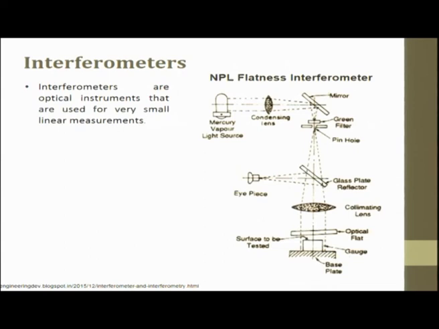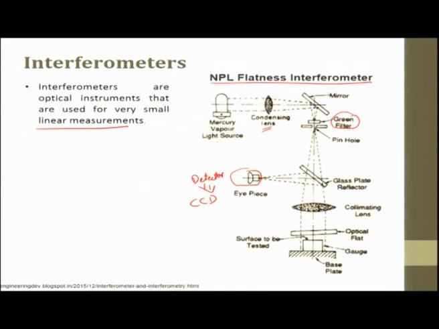How does it work? Interferometers are optical instruments that are used for very small linear measurements. This is an NPL flat interferometer. Mercury vapor is there, or you can put a laser there, and a condenser lens. You have a mirror, then a green filter, then pinholes through which the light passes, then a glass plate reflector, and an eyepiece here. The object is viewed here. That was your earlier detector, or nowadays you can use a CCD, charge coupled device, camera or detector.